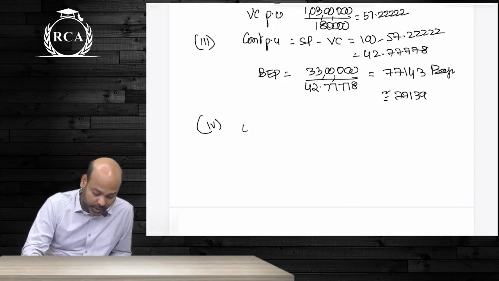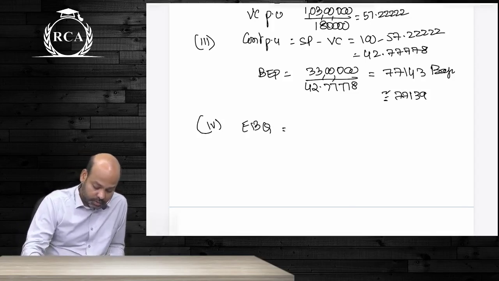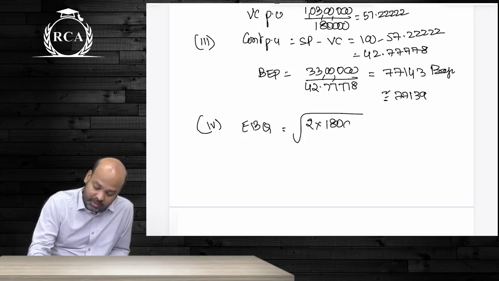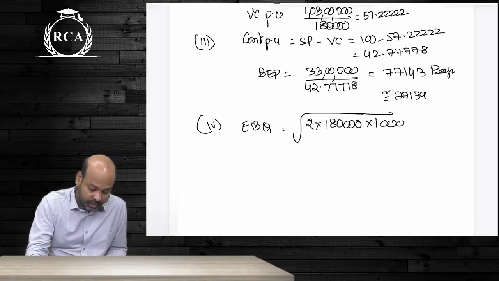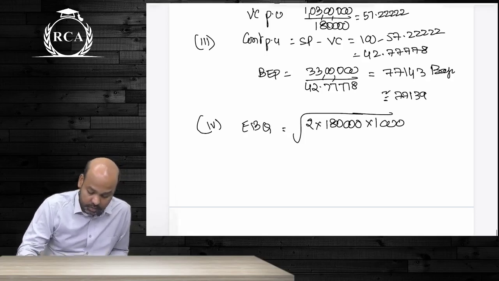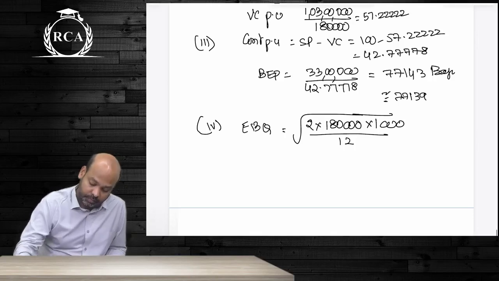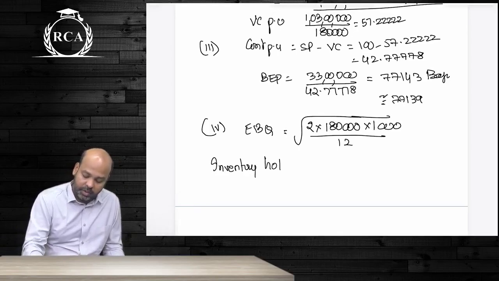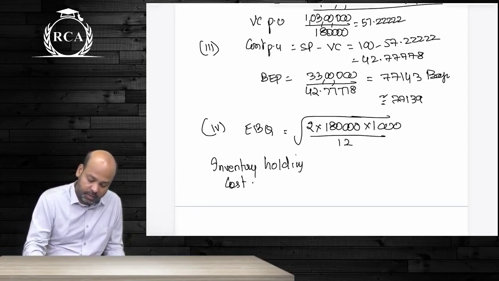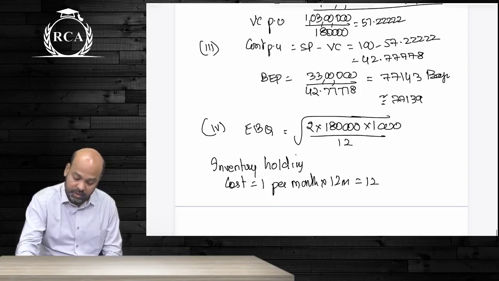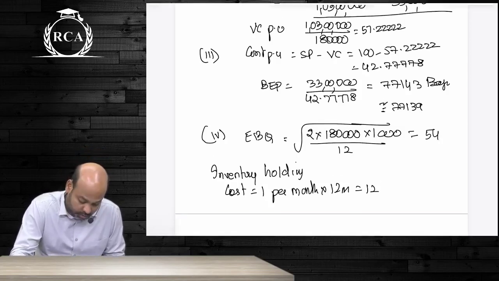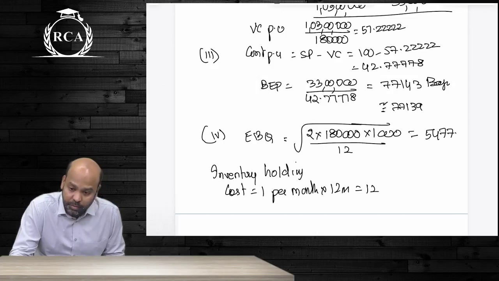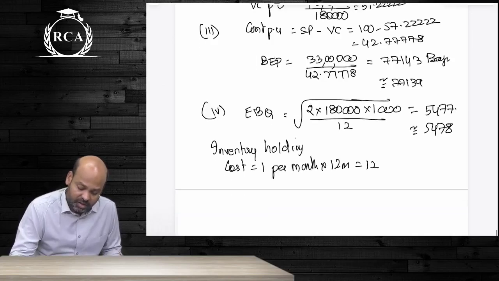Fourth bit guys, EBQ. 2 times of 1,80,000 into setup cost कितना है 1000, holding cost 12 rupees. Inventory holding cost beta is 1 rupee per month, so that will be 12 rupees. How much is your EBQ guys? 1 per month into 12 months beta, 12 rupees. This is 5,000. 478 लिखे सब लोग, क्या कर रहे कि ठीक है guys.